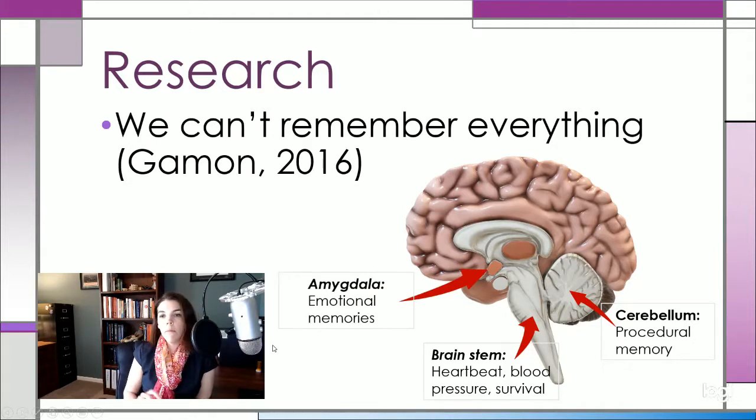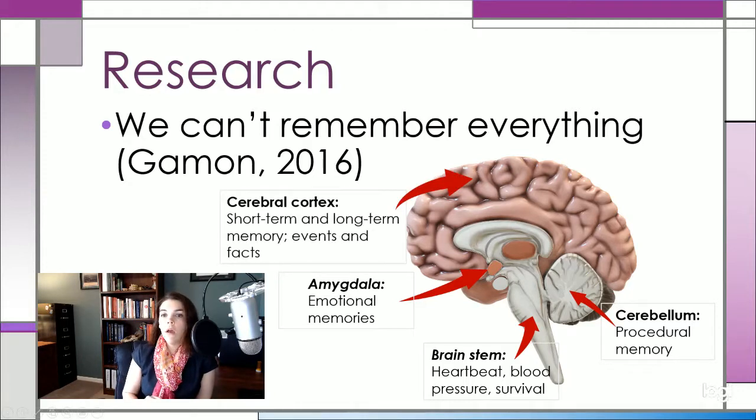Then we have the amygdala, and this is where our emotional memories are made. So think about the very best times in your life and the very worst times in your life. Those memories are made and processed with emotion, and the emotional processing of those memories makes them become deeply seated in our brains and very, very hard to forget. And the amygdala is involved in that.